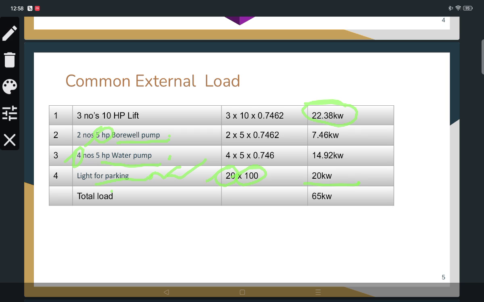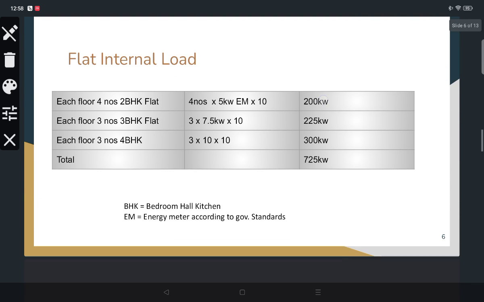And like, yeah, so we convert the 5 HP into watts, right? 1 HP equals 746 watts. That is why you multiply. This is the common factor. Fine. Now the flat internal load.